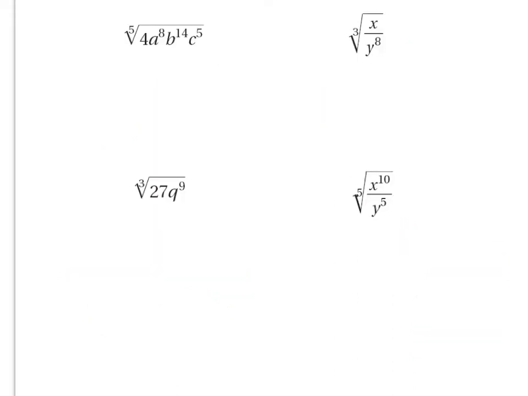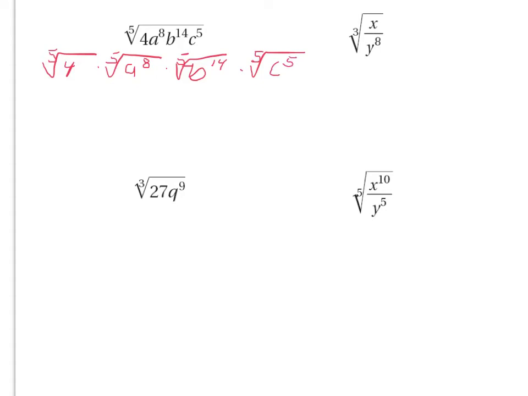The next one, the fifth root of 4, a to the 8th, b to the 14th, c to the 5th, we are going to break that apart. Lots of little problems instead of one big problem. So fifth root of 4 times the fifth root of a to the 8th times the fifth root of b to the 14th and the fifth root of c to the 5th.